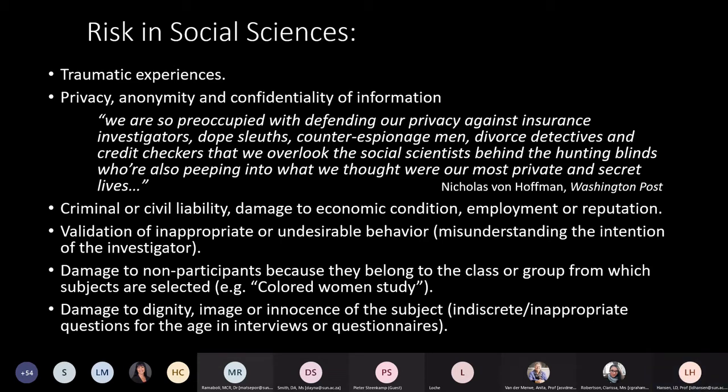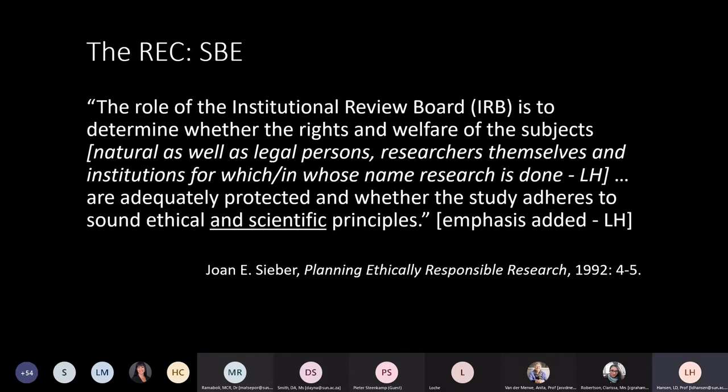Then, in all of this, as you now surely saw, the Research Ethics Committees, not only SPE, but also the health sciences, play an important role. And James Sieber, in Planning Ethical Responsible Research, wrote that the role of the Institutional Review Board is to determine whether the rights and welfare of the subjects, and I added here natural as well as legal persons.